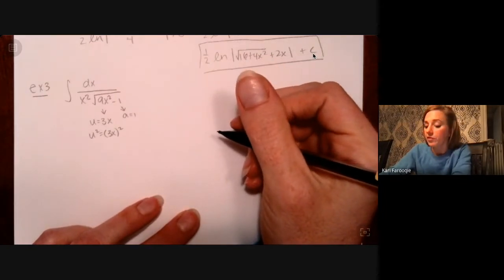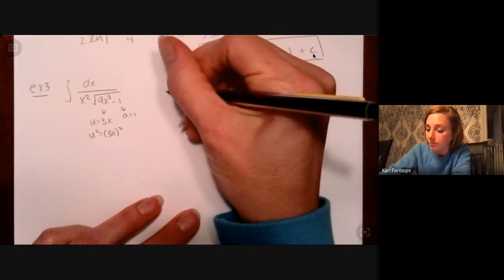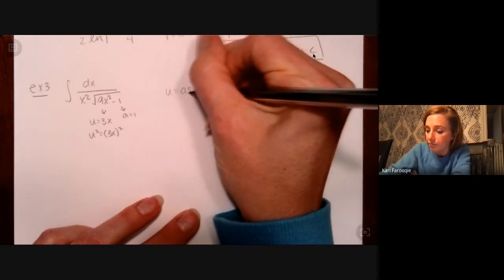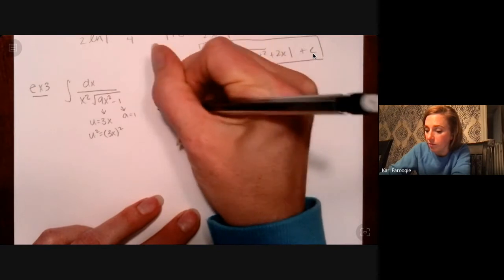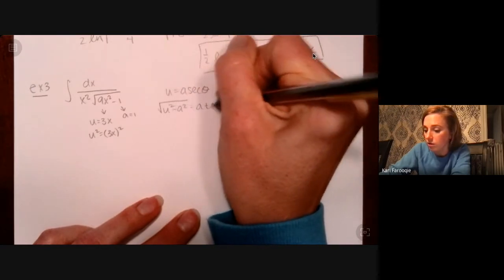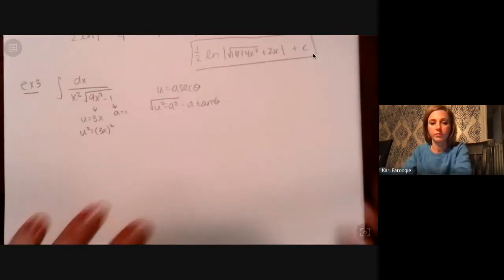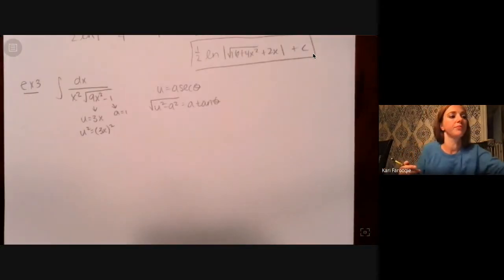Okay, so let's go ahead and set up the substitution. I'm going to let u be a secant theta. And I'm going to let my radical, u squared minus a squared, be a tangent theta. And again, I am going to put away my cheat sheet because now I don't need it anymore. We hope.